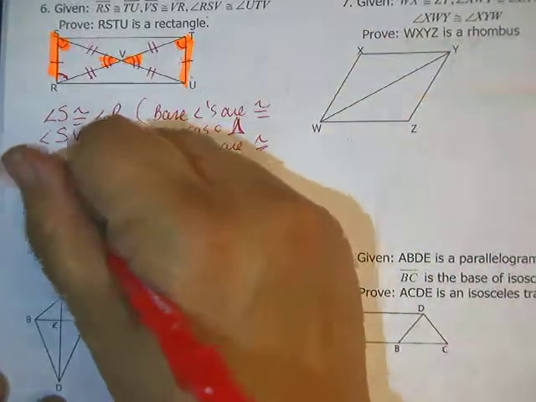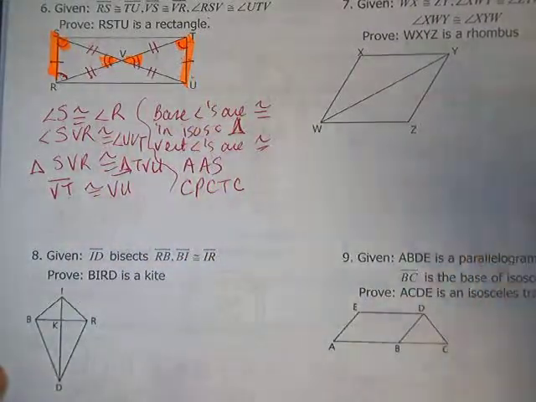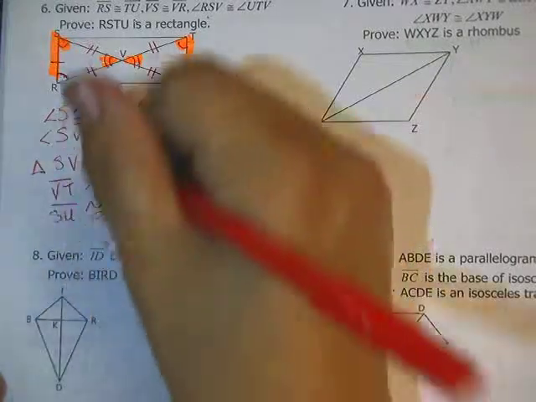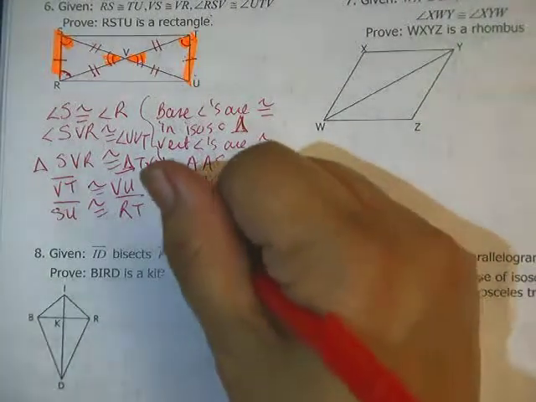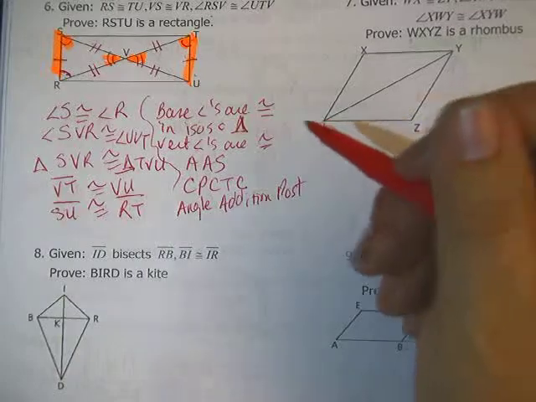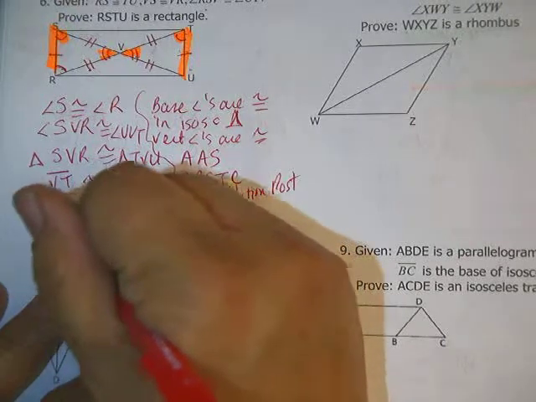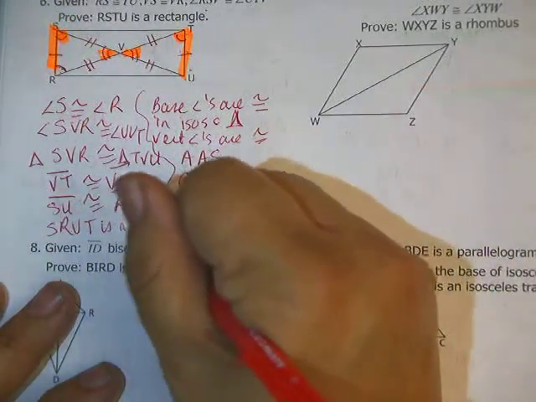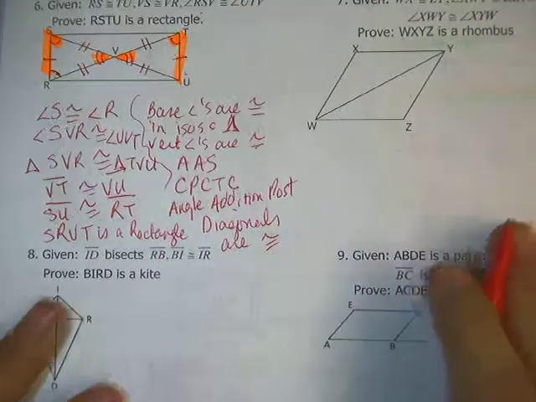Now that I know those are congruent, I can say that VT is congruent to VU, and that is because corresponding parts of congruent triangles are congruent. And since these are congruent and bisected, I can see that SU is congruent to RT. You could argue, okay, you could do angle addition postulate if you want to be particular. And maybe that's what I'll do, angle addition postulate. Which then means that basically I'm saying this plus this equals that plus that, so I'm kind of doing some substitution. I'm going quickly through this. The diagonals are congruent, so that means that SRUT is a rectangle, and that's because diagonals are congruent.